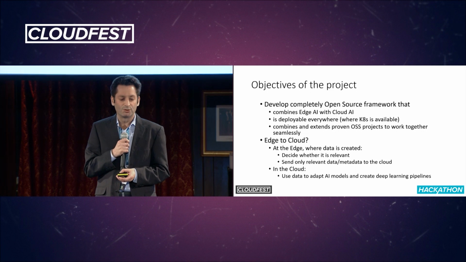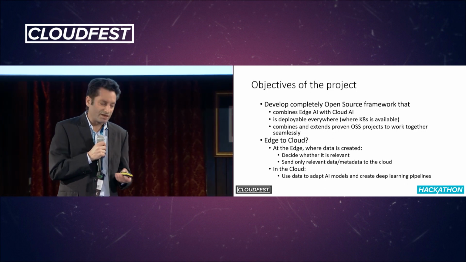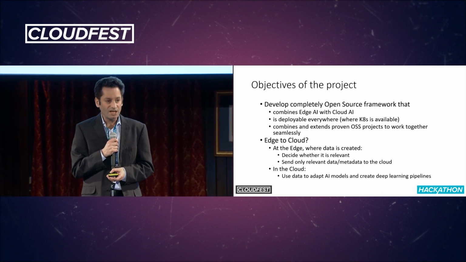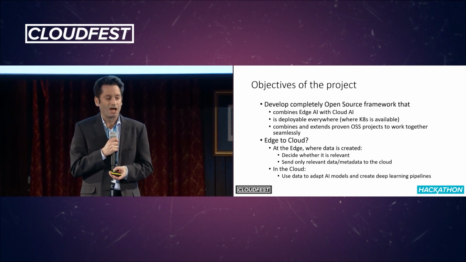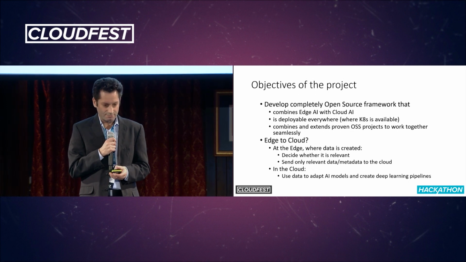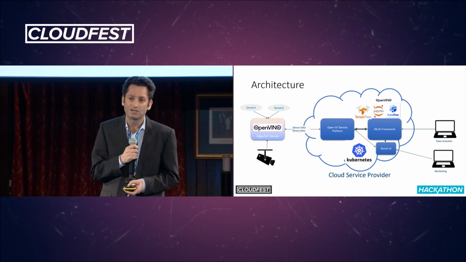So you want to filter it, process it, and only send the relevant information to the cloud. And then at the same time, you want to connect it securely to the cloud and do specific or different artificial intelligence pipelines to analyze the data. So this is the high-level overview of the architecture you can see.